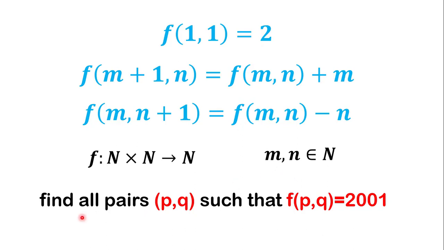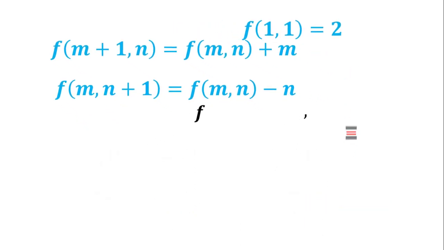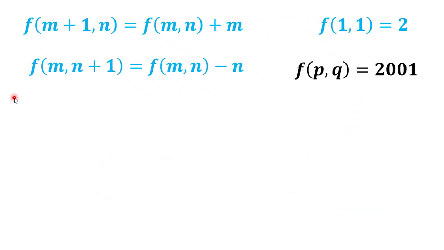In this video, we're going to find all pairs p and q such that f of p and q equals 2001. First, we want to find f of p and q by using these two equations.